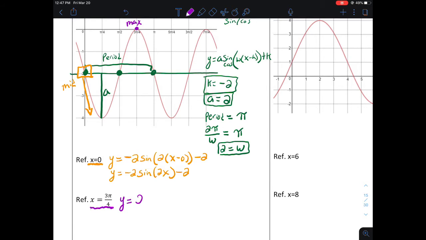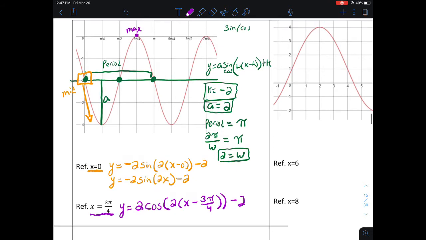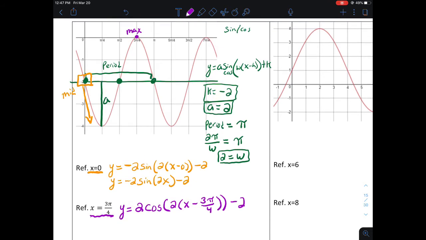Amplitude 2, it's going to stay positive because we're at a max, cosine of w times x minus, now h is this reference x value, so x minus 3 pi over 4, close up my parentheses, and midline on the end. And I don't have to distribute that 2 and rewrite. What I have right there is sufficient. All right, so let's write the equation of a sine or a cosine wave from its graph.